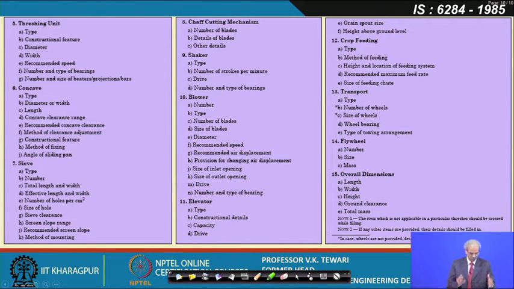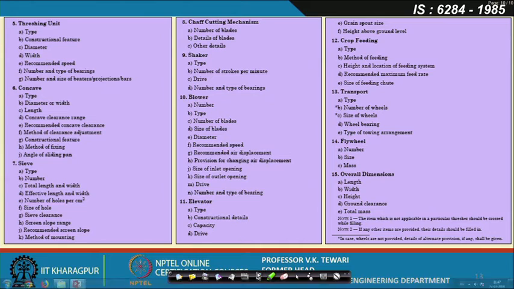This is in fact a long list for that matter. I must have a look at this. Say for the threshing unit, the details of the threshing unit: type, construction features, diameter, width. Similarly the concave, type, diameter or width. Similarly the sieve, what sieve is used, because then materials are sieved out. Then you have the chaff cutting mechanism, the shaker, which is cleaning and separating the chaff from the grain.